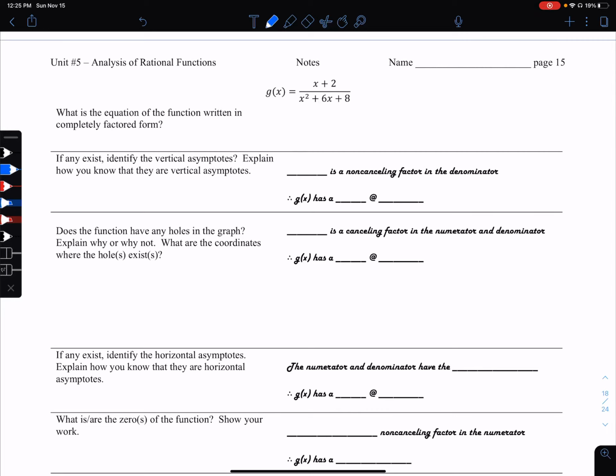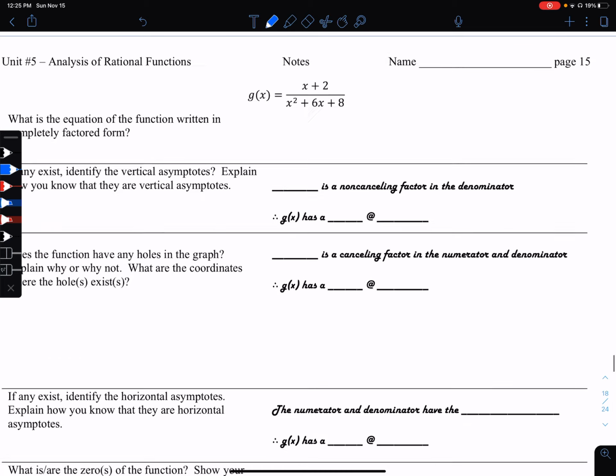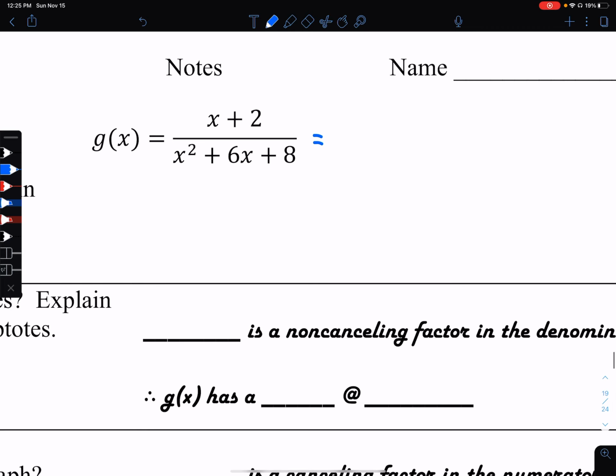This is pre-AP calculus. We're looking at our second example of, given a function, being able to graph this rational function. This is the third video in notes section 5.5. What's the equation of the function in completely factored form? The numerator is already factored. It's the binomial x plus 2. The denominator is going to factor into an x plus 2 and an x plus 4.